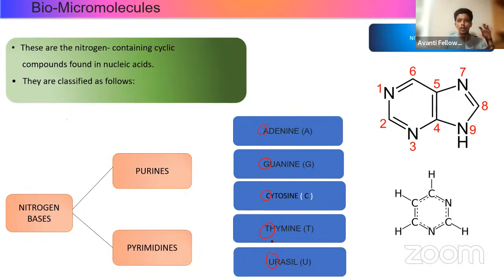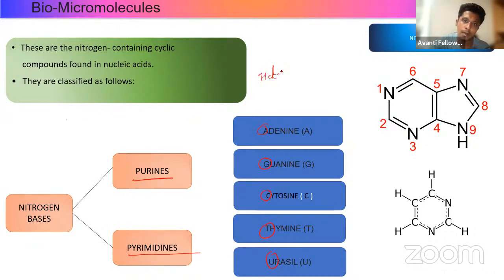When we look at these nitrogenous bases, we can categorize them into two basic groups based on their chemical structure. The first category is called purines and the second category is called pyrimidines. Now, what is the difference between purines and pyrimidines? If I take purines, when I look at the structure of a purine, it is essentially called heterocyclic.